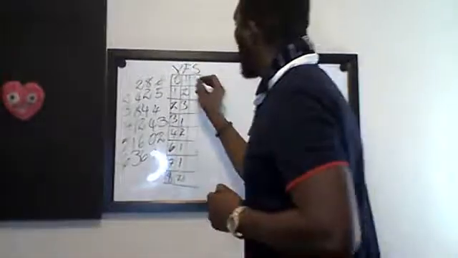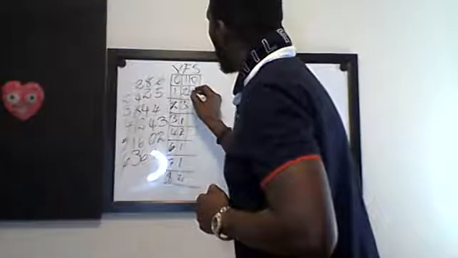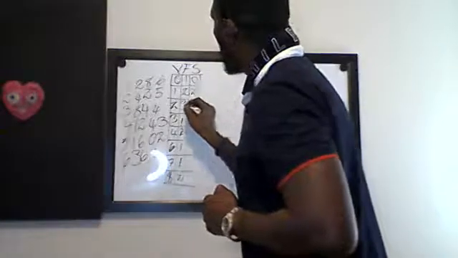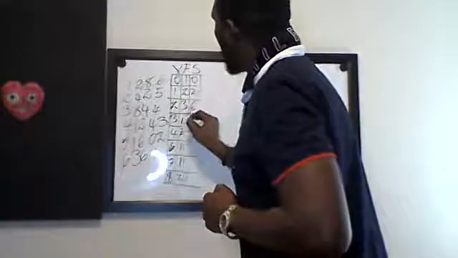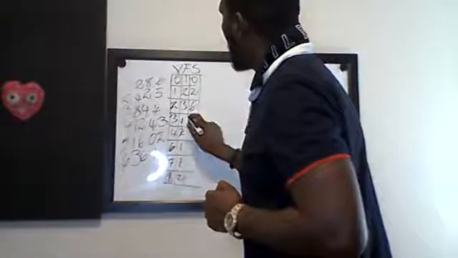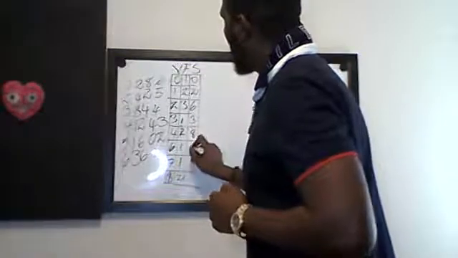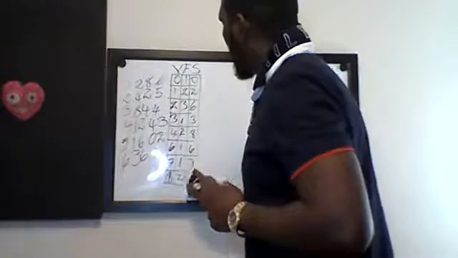So let's do this. 0, 2, 6, 3. One times 3, 3. One times 4, 8, 6, 7, 16.